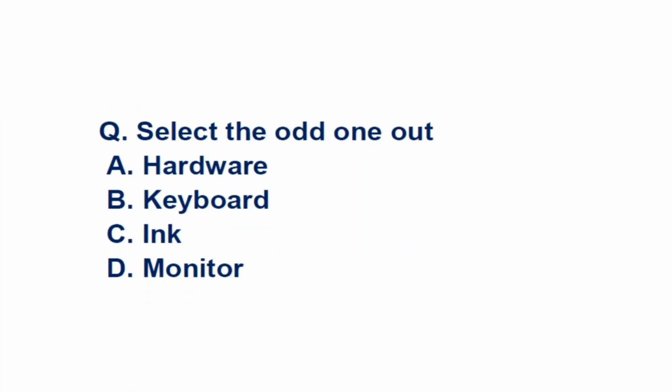Select the odd one out. And we have four options: hardware, keyboard, ink, monitor. Okay, considering options A, B and D, all these options are representing a hardware device. But look at option C, ink. Does ink refer to all these or any of these? No. So that's the odd one out. So while considering these odd one out questions, we have to eliminate the options. That's how we need to find the answer. We need to eliminate each option which has no probability of becoming the answer, and in the end we will get to the answer.